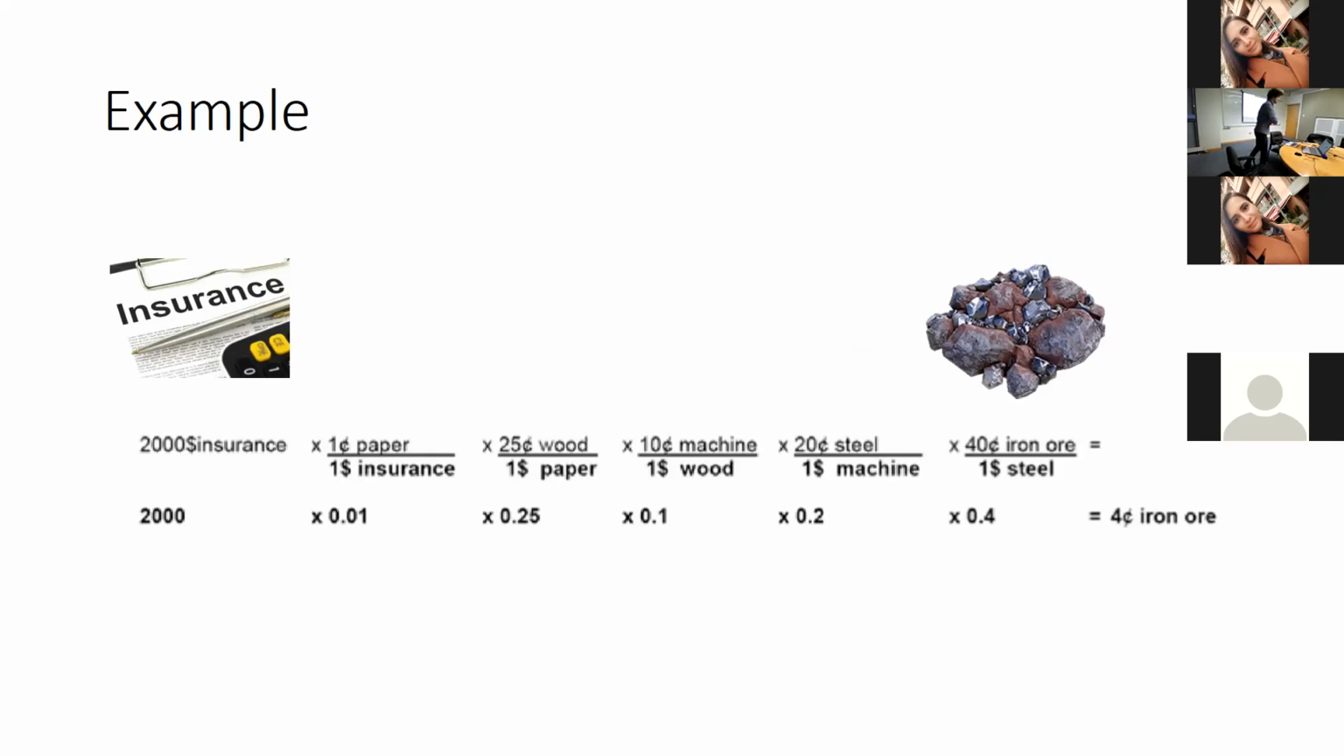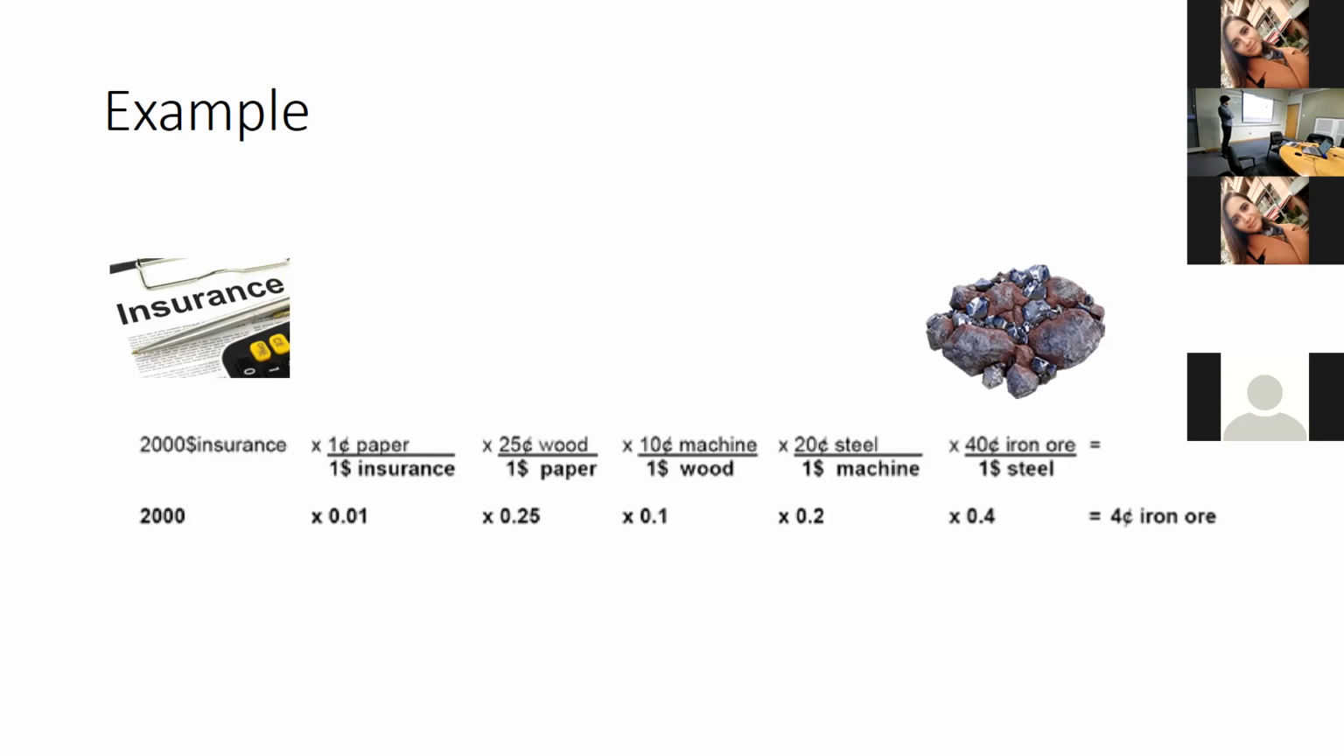Let's say you have a question. There's a specific industry in your domestic economy. I'm trying to go a bit quicker now. The insurance industry. And the question you have: how much iron does a single insurance policy worth $2,000 need? Well, to output that single insurance policy, right?